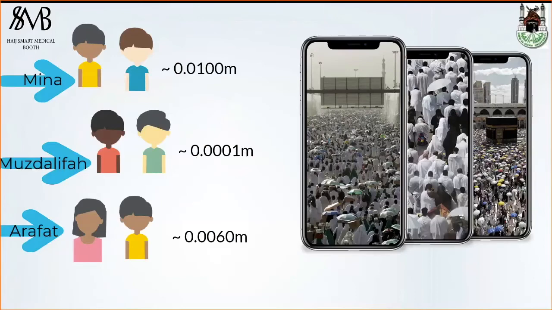But in Mina, where the number of pilgrims is more than 2 million, the social distance that we calculated is approximately 0.100 meter in Mina, approximately 0.1000 meter in Muzdalifah, and approximately 0.60 meter in Arafah. So, if a COVID pandemic or similar pandemic spreads in a season, it will be a disaster. Therefore, the challenge is to limit or reduce the spread of disease and pandemic during Hajj.